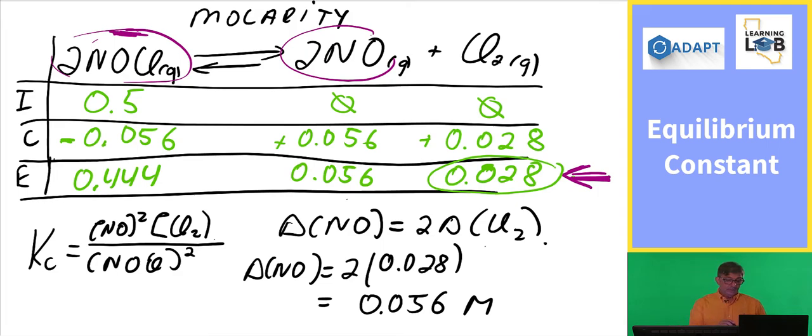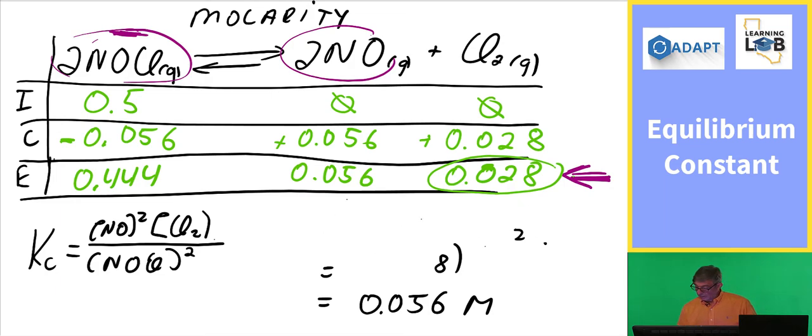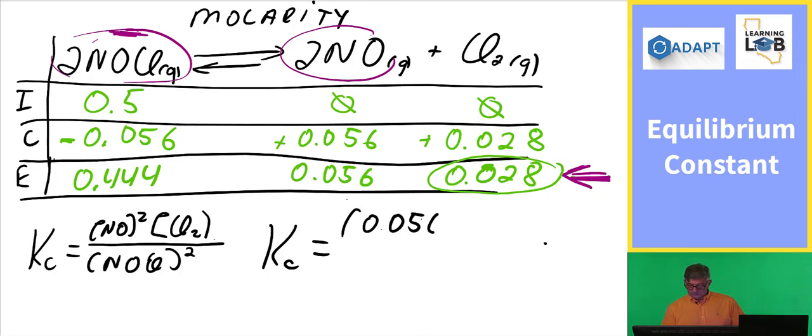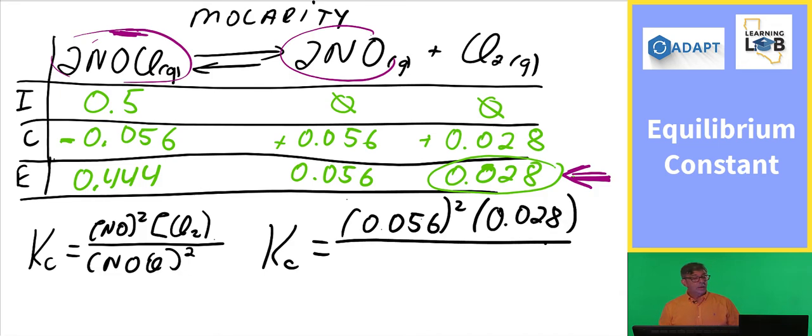We have completed this bottom row, and based on that, we can plug it into our equilibrium constant expression and determine the equilibrium constant. So let's plug in those values. And so we will have Kc equals NO, 0.056 squared, multiplied by 0.028, divided by the nitrosyl chloride, 0.444 squared.